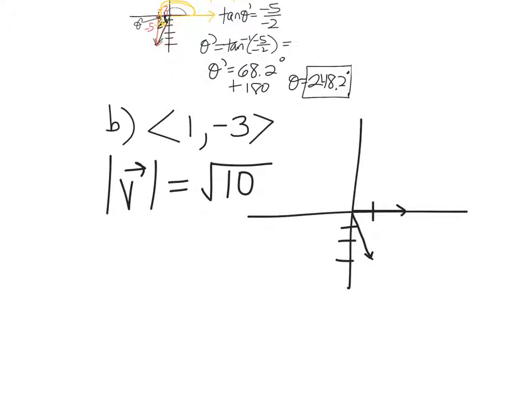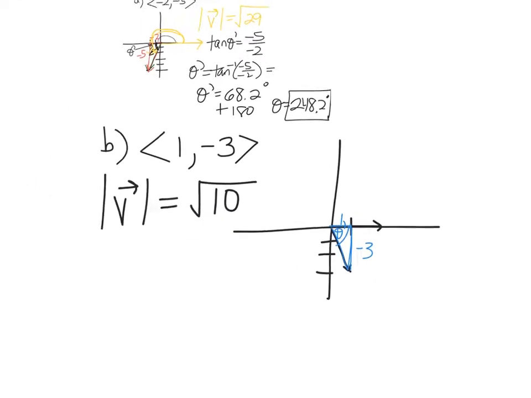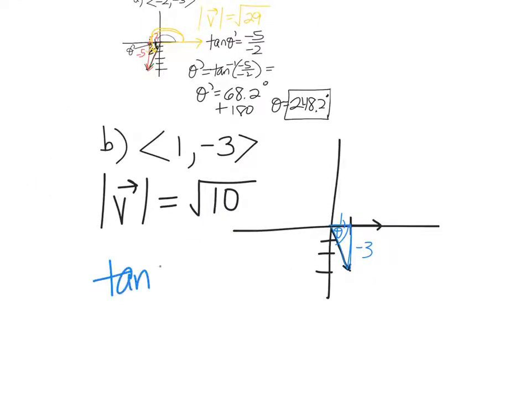But I'm not going to find the directional angle. I'm going to find the reference angle by using SOHCAHTOA here. Reference angle's in here. So this right here is negative 3, and this is positive 1. And I'm going to use tangent again. Tangent of theta equals opposite, which is negative 3, over adjacent. By the way, tangent of theta is always B over A, or Y over X, right? Sine over cosine.